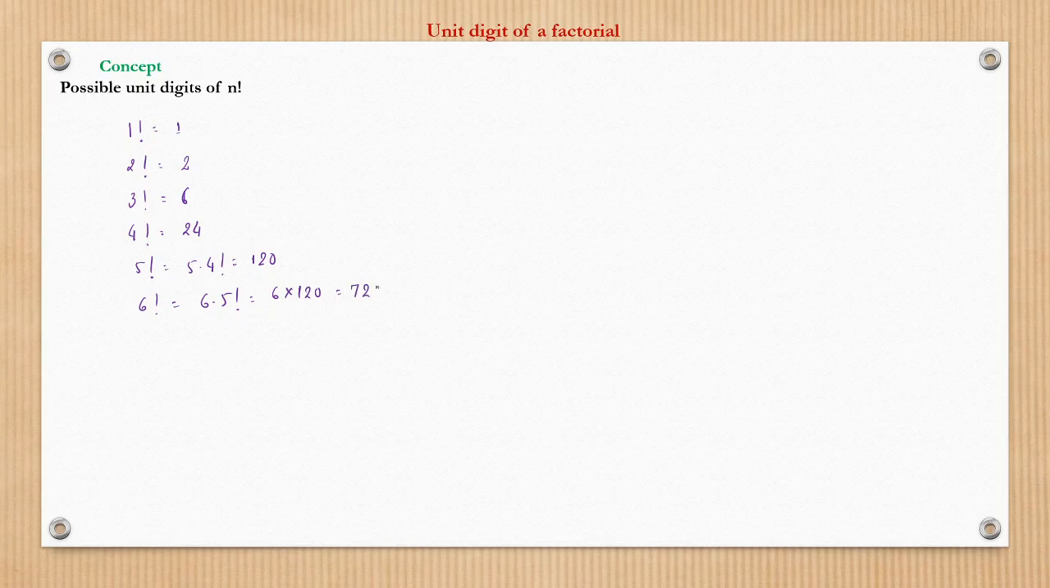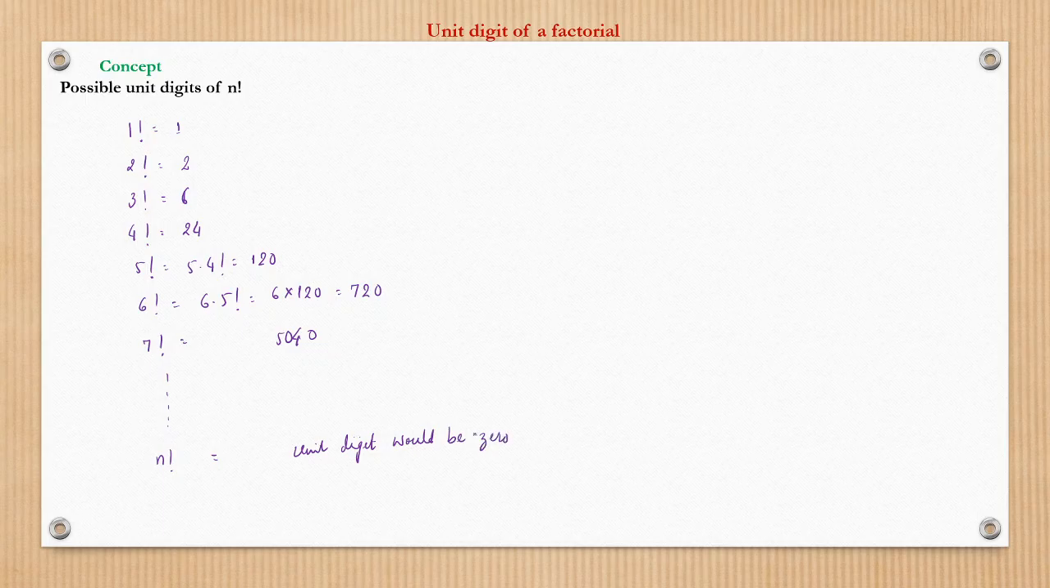So 720. Since the unit place digit here was 0, 6 multiplied by 0 would be 0 only. Similarly, even 7 factorial will be 0 only, right? Because 7 multiplied by 6 factorial is 7 into 0, so the unit place is 0. So now I can say that all subsequent unit digits would be 0.